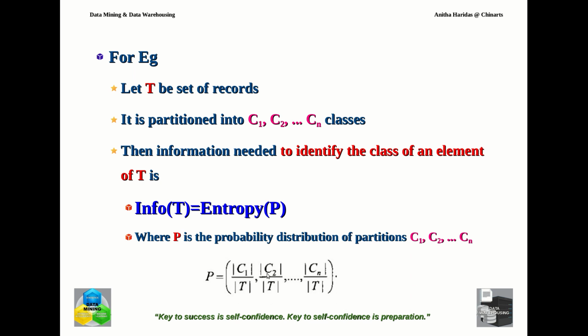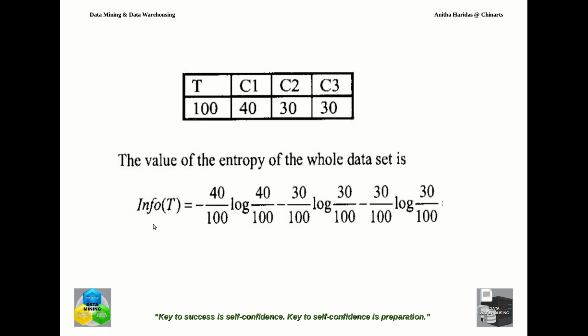And for C2 it is the cardinality. Cardinality is nothing but how many records are of class 2, divided by T. Then how many records are of class n divided by T. So this gives you the probability of each class: probability of class 1, probability of class 2, probability of class n. So obviously this gives you the probability distribution. So for this probability distribution, how will you calculate the entropy value? This is how we calculate the entropy value.